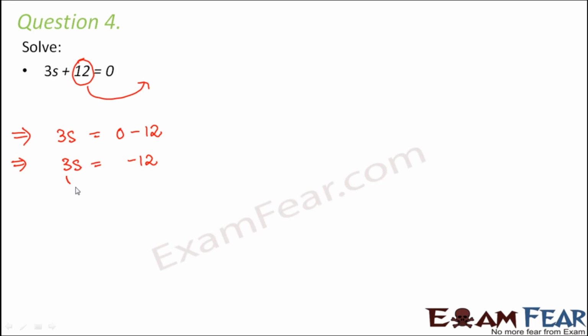Now let's move 3 to the right hand side. So therefore this becomes minus 12 divided by 3. So 3 4s are 12. Therefore s is equal to minus 4.